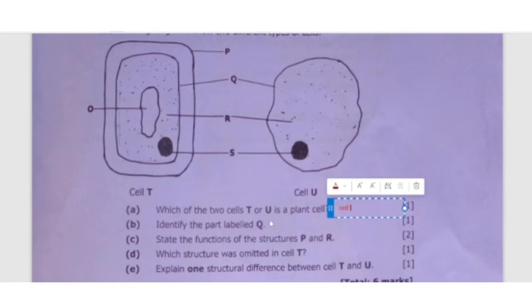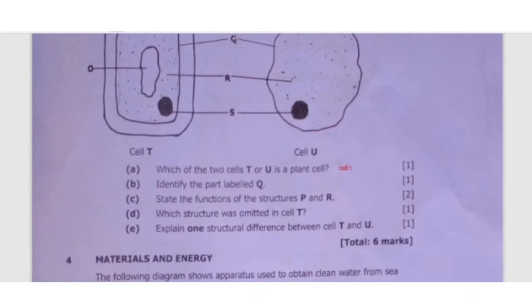Okay, we come to question B, which is: identify the part labeled Q. That is Q, it's that one. So what is that part called? That is the cell membrane.